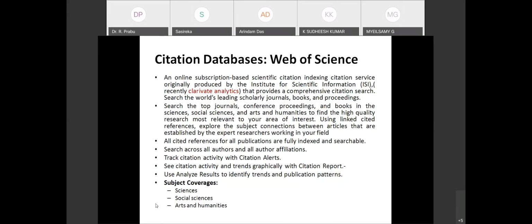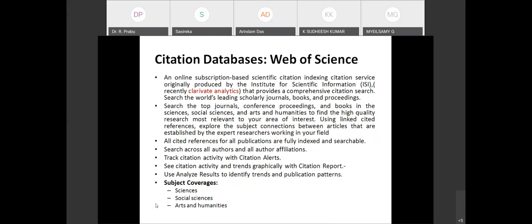This provides a comprehensive citation search of the world's leading scholarly journals, books, and proceedings. You can search the top journals, conference proceedings, and books in the sciences, social sciences, and arts and humanities to find the quality research most relevant to your area of interest. Using linked cited references, explore the subject connections between articles established by expert researchers working in your field. All cited references for all publications are fully indexed and searchable. Search across all authors and all affiliations.